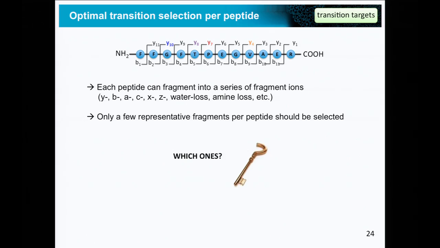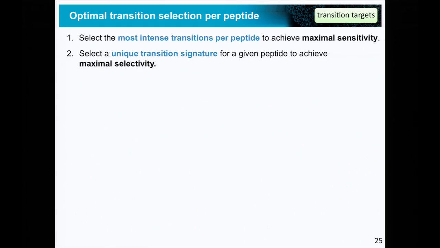And the way how people select those transitions is actually very similar to how they select the peptides. It's exactly the same rules that apply. So typically we try to always select the most intense transitions per peptide to be really sensitive. And we would like to select a unique transition signature. So the combination of transitions that you work with should be unique for your peptide of interest, because only then you're selective for your peptide.